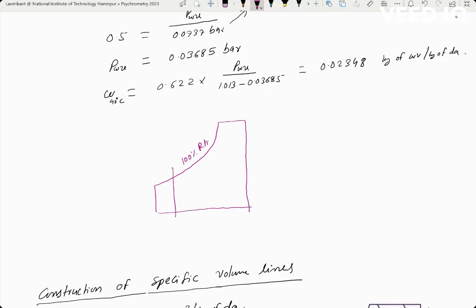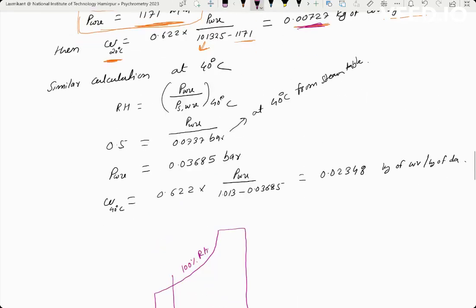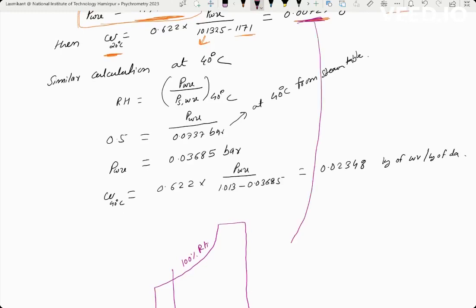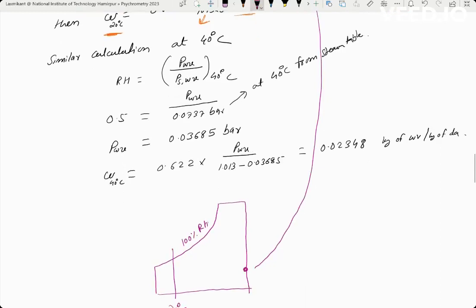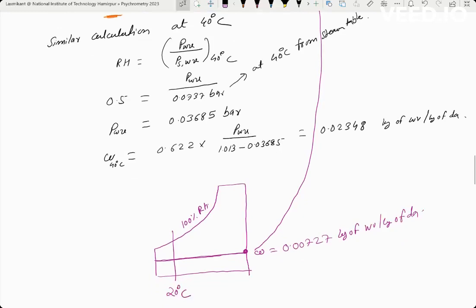This is the 20 degrees Celsius line, and the humidity ratio value that we obtain is 0.00727. So we will represent this 0.00727 here. Consider this point, and draw the horizontal line, the constant humidity line. This is omega equal to 0.00727 kilogram of water vapor per kg of dry air. So this is the one intersection point.